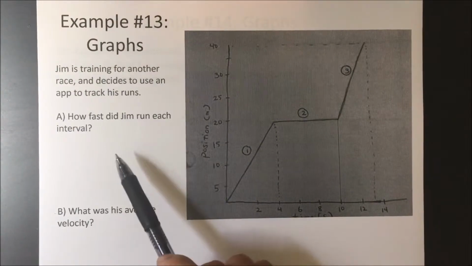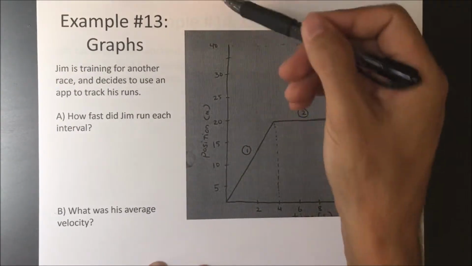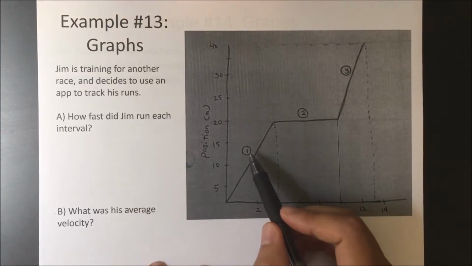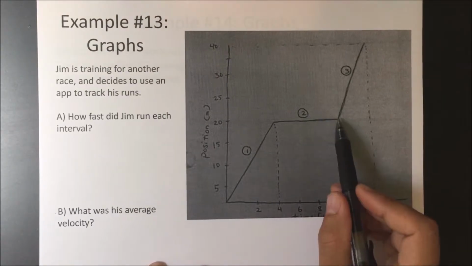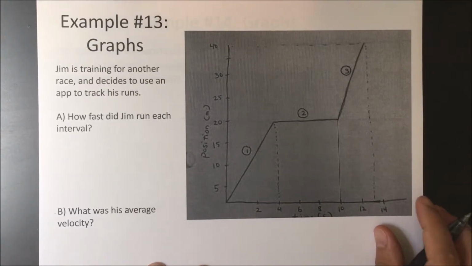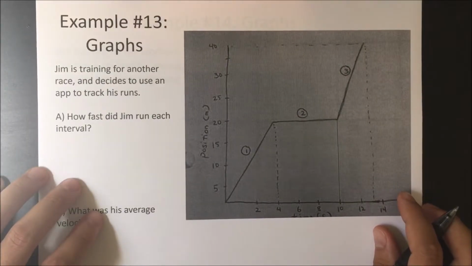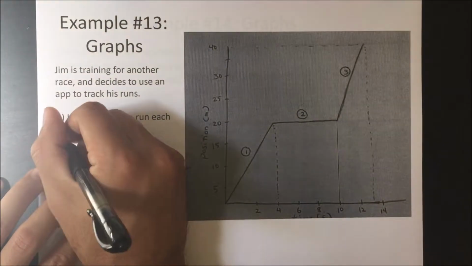How fast did Jim run in each of the intervals? So this is again a position versus time graph. This is the first interval, second interval, and third interval. So how fast did Jim run each interval? So let's look at number 1.